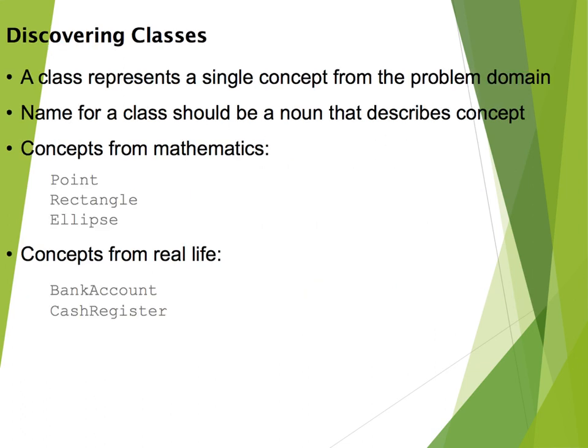So, first of all, it's important that we discover classes by looking at the problem domain. A class represents a single concept from the problem domain. The name of a class should be a noun that describes that concept. So, in math, concepts like point, rectangle, ellipse, and in real life, concepts like bank account or cash register are good candidates for the name of a class.